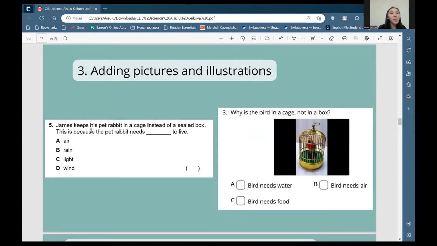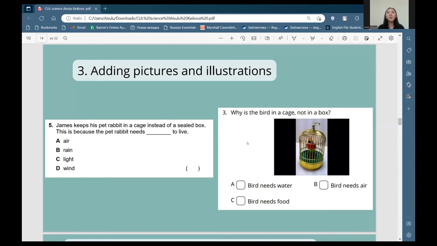James keeps his pet rabbit in a cage instead of the sealed box. So my students would ask, who is James, and why does he have a rabbit, etc. So they may concentrate on different areas, like why is his name James, etc. So this is from experience.